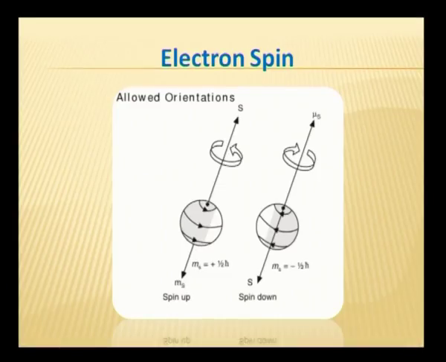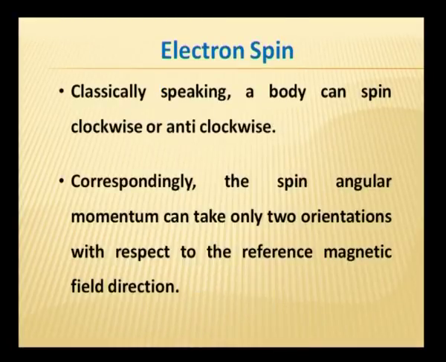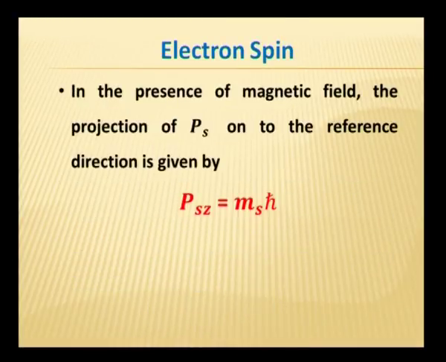Here I would like to say the spin can be up or down. So ms will be plus half h cross by 2 or minus half h cross by 2. Therefore, we are talking about electron spin. So, the spin angular momentum will be ms into h bar.